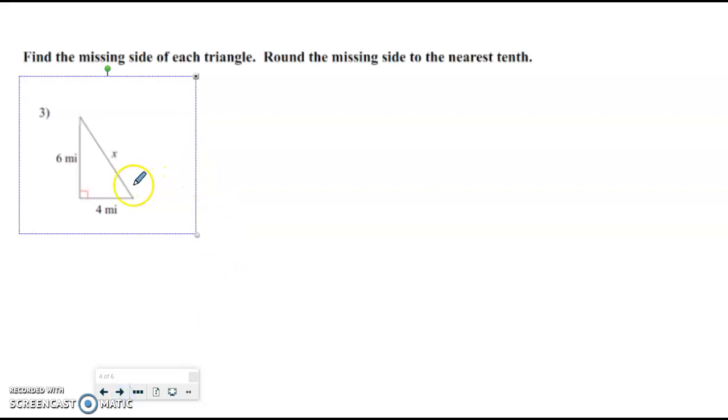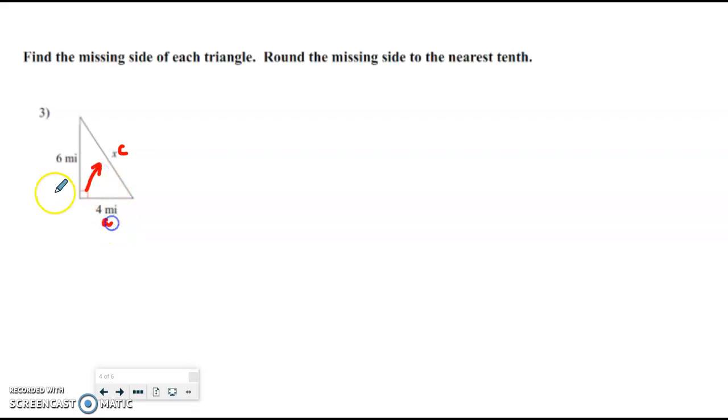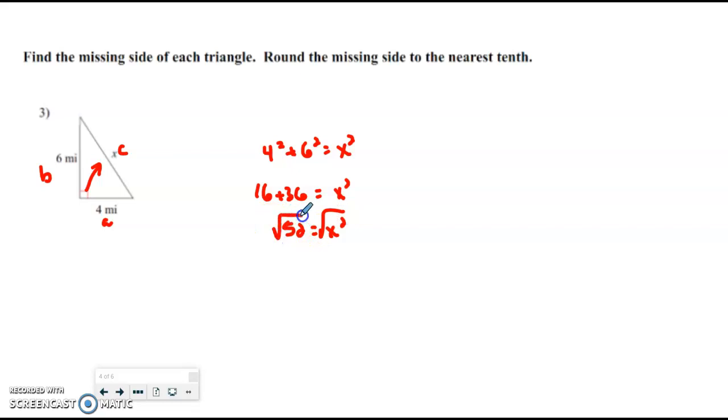All right, so let's look at a couple other ones here. Same idea. This is going to be C. It's always across from the right angle. And then we do have A, and then we do have B. So I do have 4 squared plus 6 squared equals x squared. So I got 16 plus 36 equals x squared. So I do have 52 equals x squared. If I take the square root of both sides, it turns out that x is going to just be 7.2. That is what that missing side is going to be, 7.2.